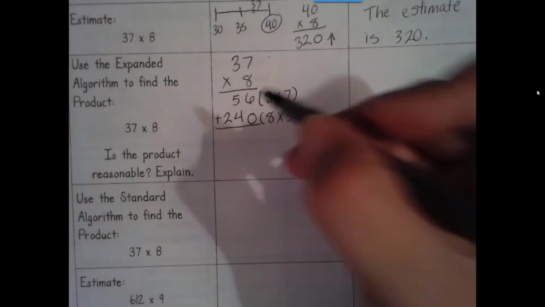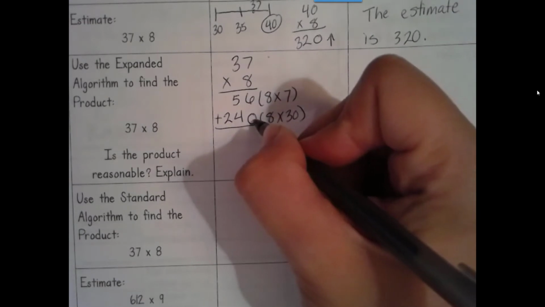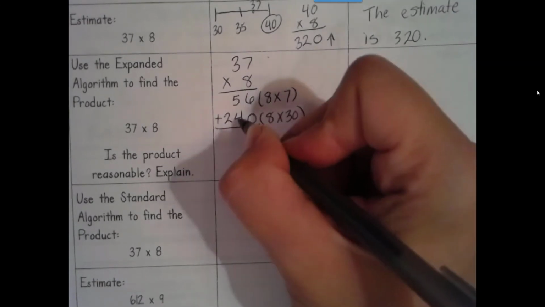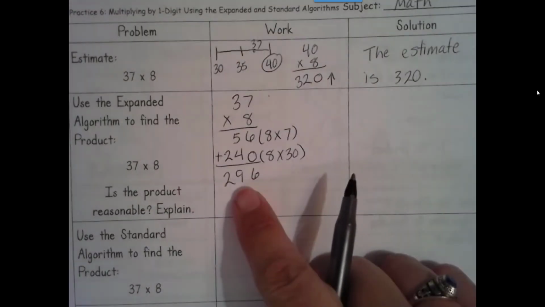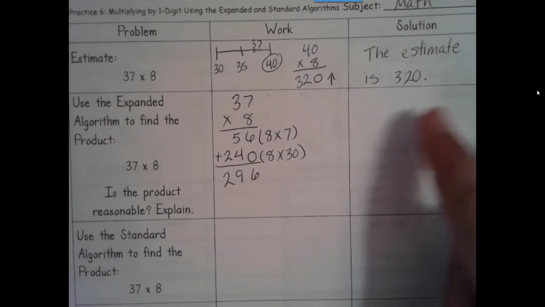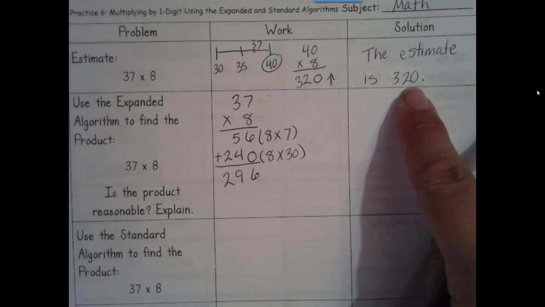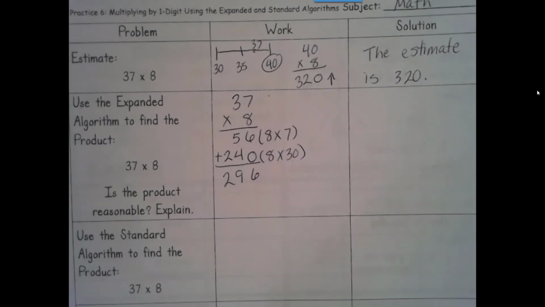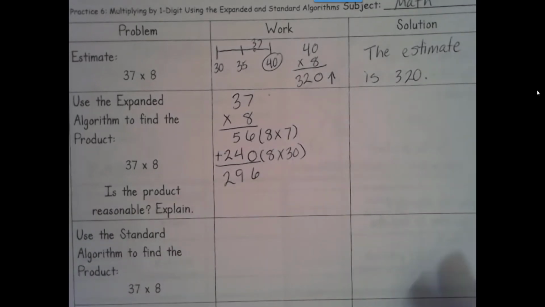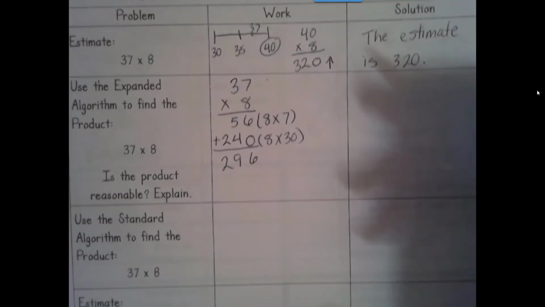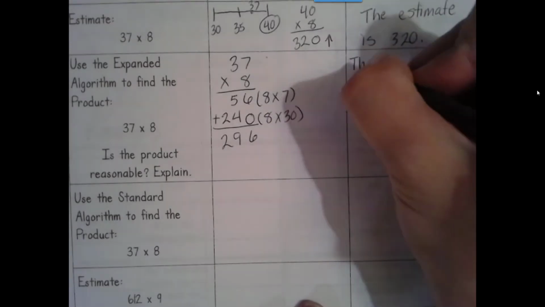Add together these partial products. 6 plus 0 is 6. 5 plus 4 is 9. And then 2. 296, is that close to 320? Yes, it's 24 away. It's pretty close. And I knew that my estimate would be high. So this does ask us, is the product reasonable? Yes, it is close to our estimate.